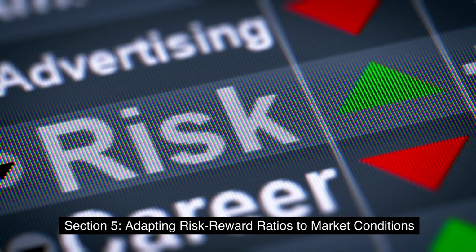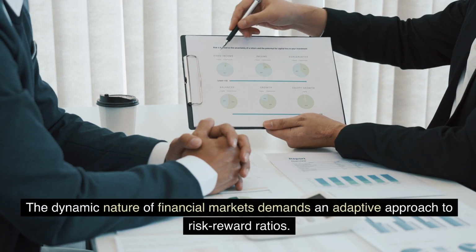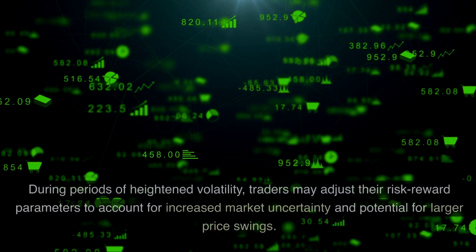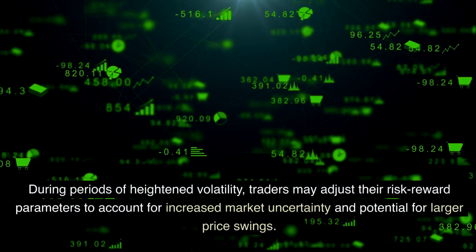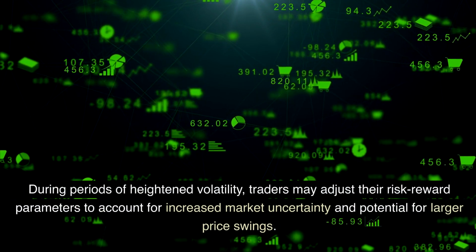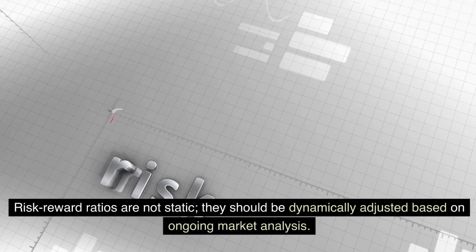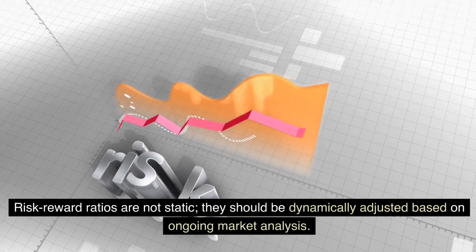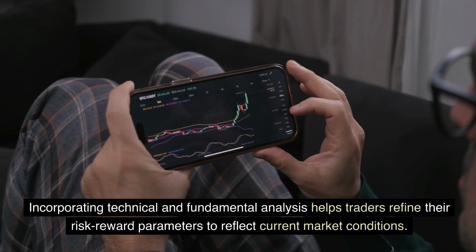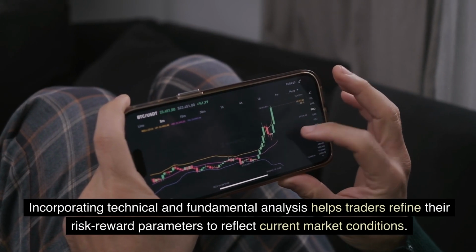Section 5. Adapting risk-reward ratios to market conditions. Market volatility and risk tolerance. The dynamic nature of financial markets demands an adaptive approach to risk-reward ratios. During periods of heightened volatility, traders may adjust their risk-reward parameters to account for increased market uncertainty and potential for larger price swings. Incorporating market analysis. Risk-reward ratios are not static. They should be dynamically adjusted based on ongoing market analysis. Incorporating technical and fundamental analysis helps traders refine their risk-reward parameters to reflect current market conditions.